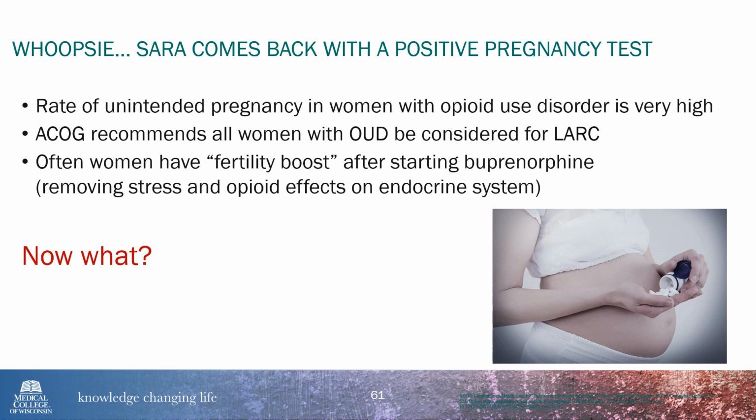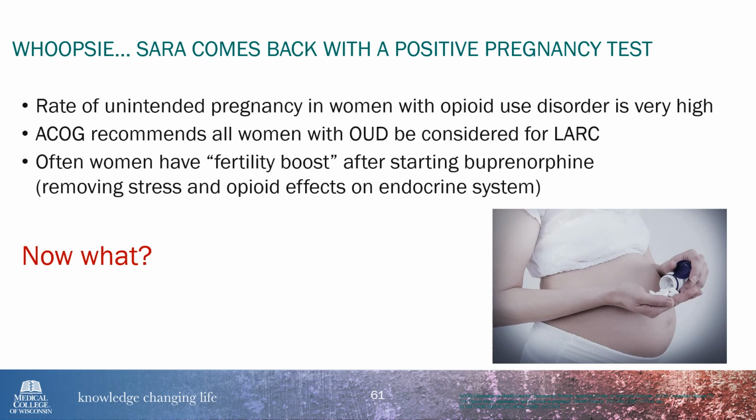The rate of unintended pregnancy is quite high in women with opioid use disorder. It's quite high in general, like 50% of all pregnancies are unintended, but in women with opioid use disorder, that number is closer to 80%. The American College of Obstetrics and Gynecology recommends that all women with opioid use disorder be considered for long-acting reversible contraception, something like the Nexplanon in the arm or an IUD.